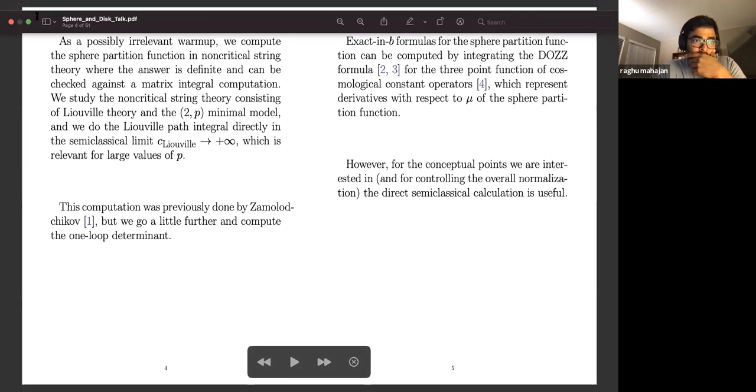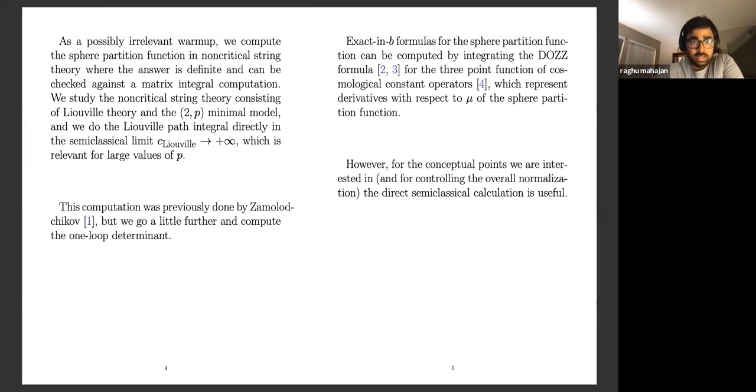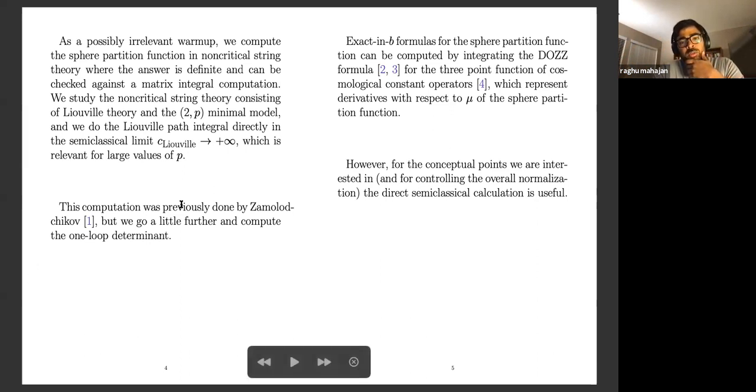Anyway, so basically there is a happy place where one can actually compute the sphere and the disk very explicitly, and that is non-critical string theory. So you take Liouville CFT, coupled with a (2,P) minimal model. And we would like to study it in the semi-classical limit of c Liouville going to plus infinity, which means this P is very large and positive. And so you have the (2,P) minimal model, its central charge is going to minus infinity. And the Liouville plus the (2,P) plus the bc central charge is 0 as we want. So this computation was actually done in a paper by Zamolodchikov from like 1982.